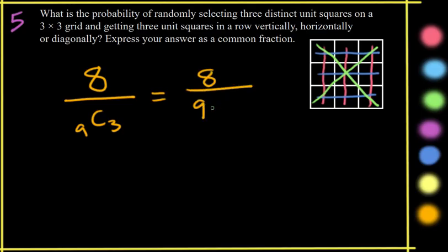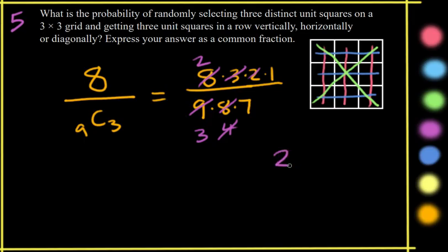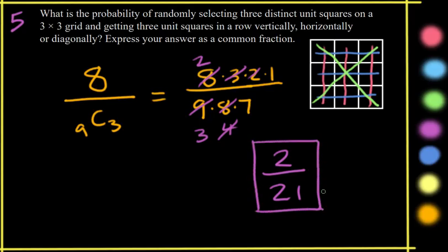9 choose 3 is going to be 9 times 8 times 7 divided by 3 times 2 times 1. Okay, now we can start canceling some things out. Let's grab a different color for that. So we're going to cancel this out to give a 3. We're going to cancel this out to give a 4. And then look, this 4 can cancel here to give a 2. And so now what have we got left? We've got 2 on top, and we've got 3 times 7 is 21 on the bottom. So that is our final probability.